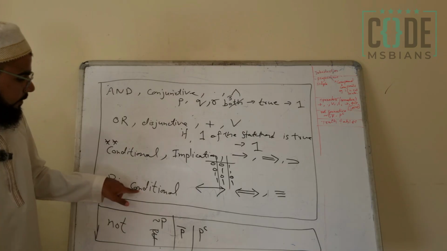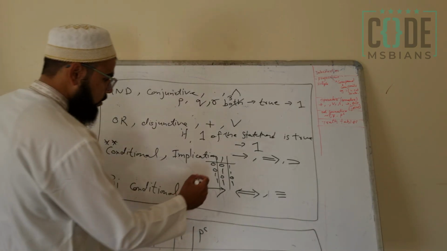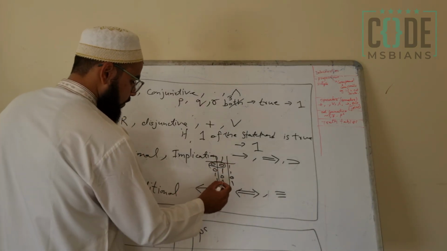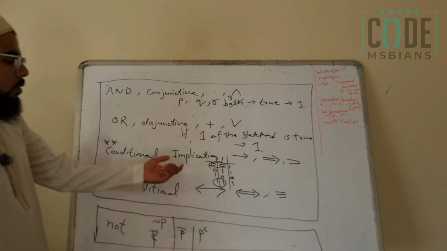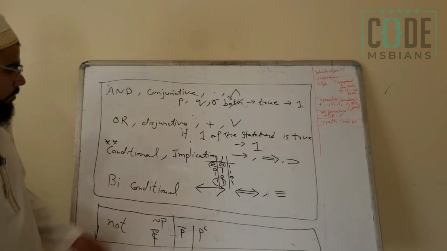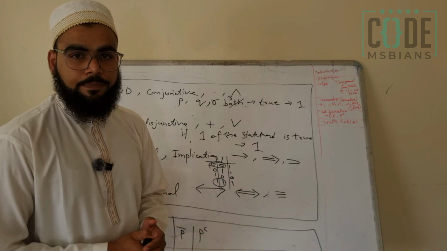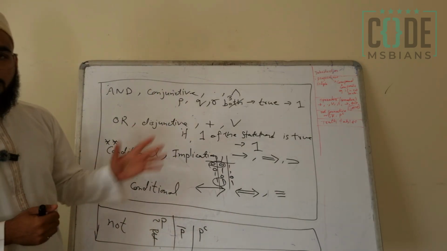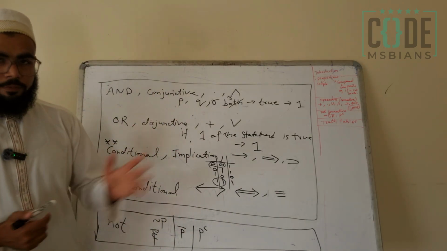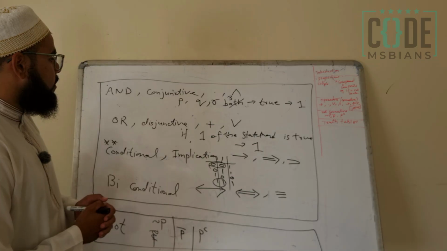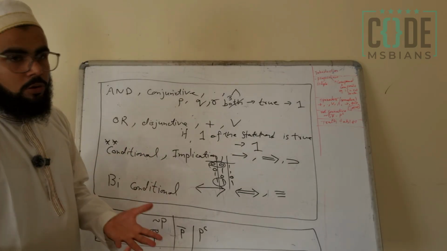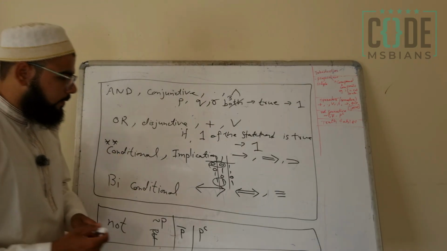Now we have biconditional. For that, if both are true or both are false, then only it will give you true. So let's now move to the truth table and understand each of them. That was a bit of theory that I explained, but now we move to the truth table, and after that we will learn about them more clearly, right?